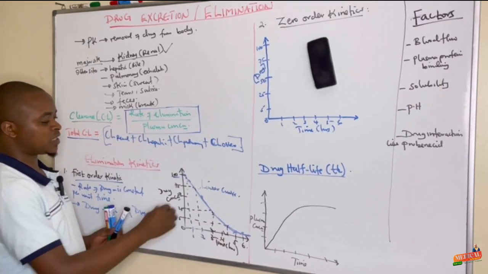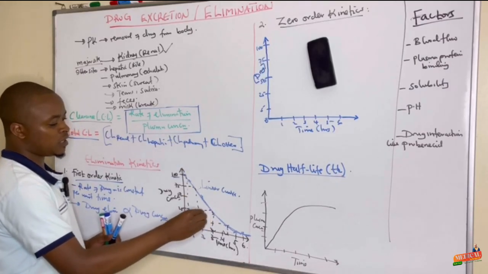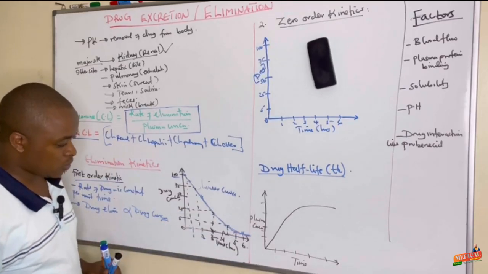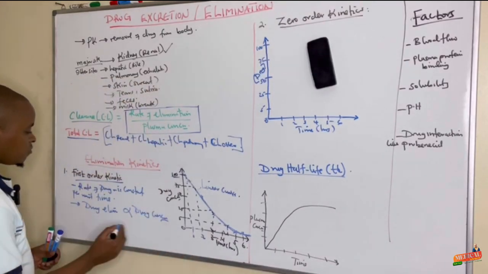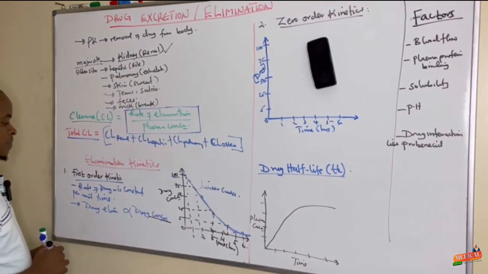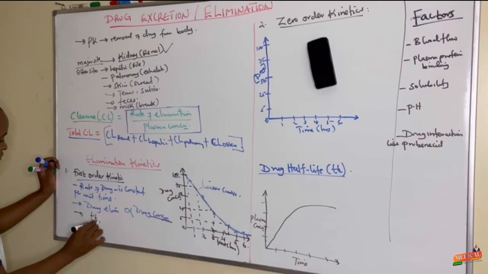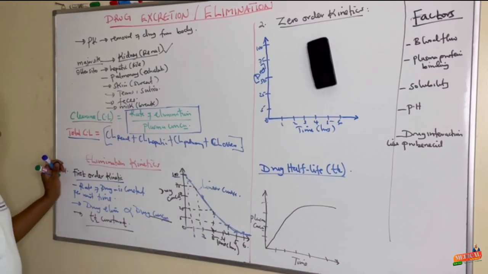So the curve is exponential. At a higher concentration, it is steep. Then at a low concentration, it is slow. That is what we say, that it is dependent on drug concentration. And we normally see this under first order kinetics. Half-life is also constant. The half-life remains constant for this concentration.